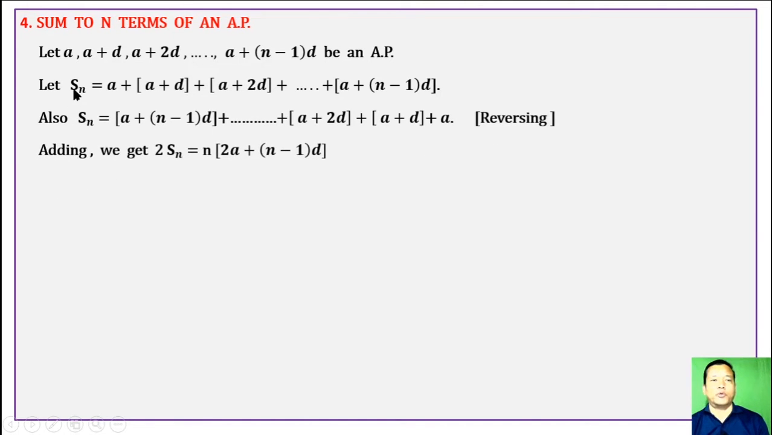Adding, we get twice Sn. The sum of the first terms is twice a plus (n minus 1) times d. The sum of the next two terms is also twice a plus (n minus 1) times d, and the sum of the last two terms is also twice a plus (n minus 1) d. Therefore, we have n times (twice a plus (n minus 1) times d). This implies Sn is equal to n by 2 times (twice a plus (n minus 1) d), which gives the sum of the first n terms of an AP.